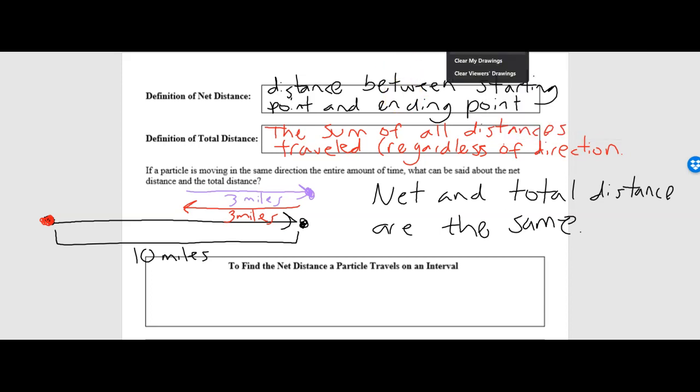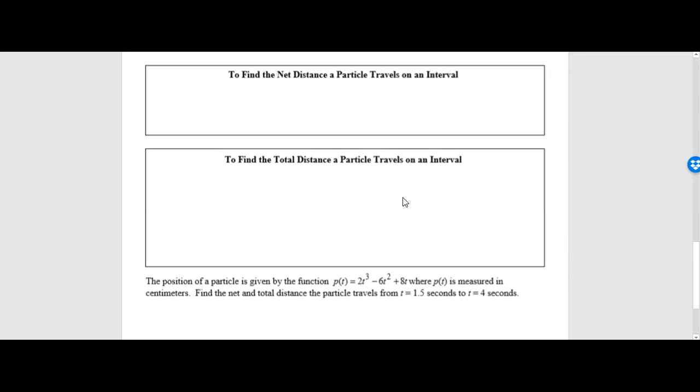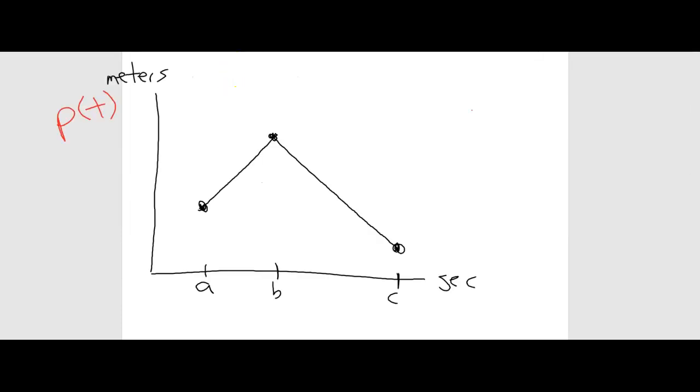Now we have two more things to find before we do a practice problem. We need to figure out how to find the net distance and how to find the total distance. So we've kind of talked about what they both mean, but how do we actually come up with an equation or an expression for these two things? To do that, we're going to do another graph. I put a graph up here. I'm going to have a t-axis for my x-axis because it's going to be time in seconds, and my y-axis is going to be in meters, and I'm just calling my graph p of t because it's a position function.